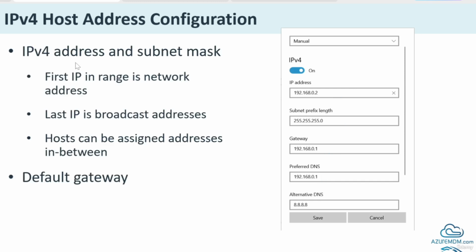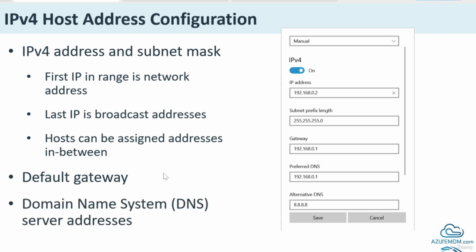Now, the IPv4 address and subnet mask. The first IP in the range is the network address. The last IP is the broadcast address, as I said. Hosts can be assigned addresses in between, and the default gateway, which is the router address that connects the local network. Domain name system, that is DNS server addresses. It is the Google public DNS for internet access if the router fails.